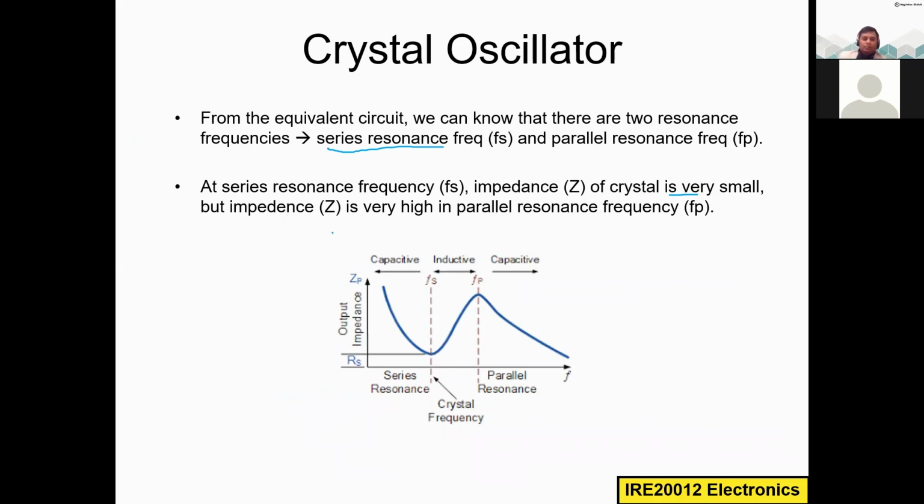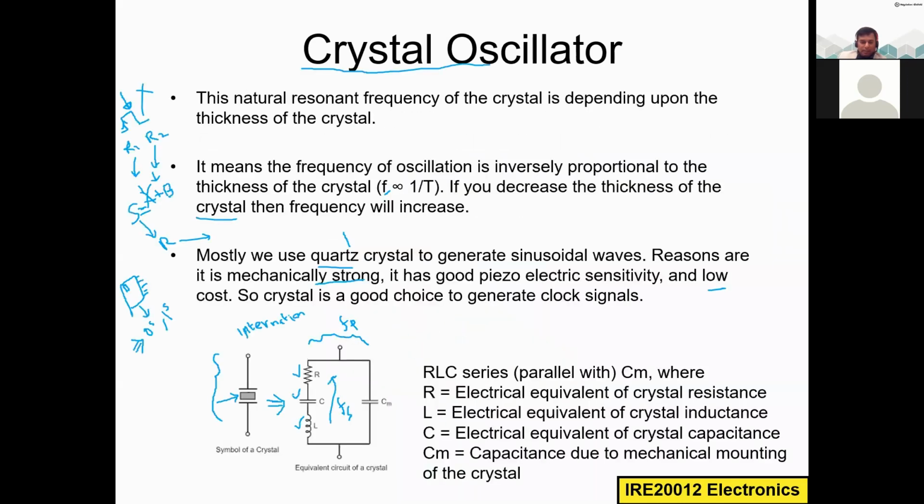But impedance is very high at the parallel resonance frequency. If you look at this graph, the x-axis is the frequency and the y-axis is the impedance, especially the output impedance. Due to this equivalent capacitive effect, here we have one capacitor in this series combination. In the parallel combination, we have another capacitance, Cm.